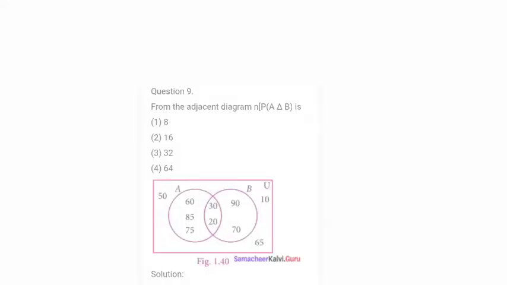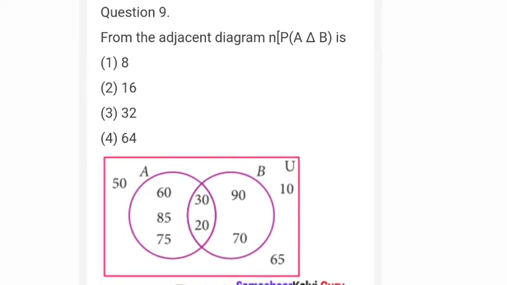Question number 9. From the adjacent diagram, n of P of A delta B is, what is the answer? First we find A delta B. What is the formula of A delta B? Yes, that is A difference B union B difference A. What is A difference B? That is only A, 60, 75, 80. Next we find B difference A. That is only B, so 70 and 90.